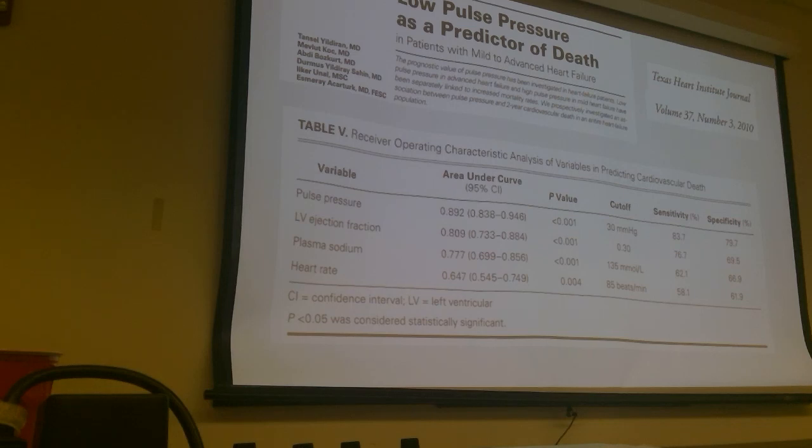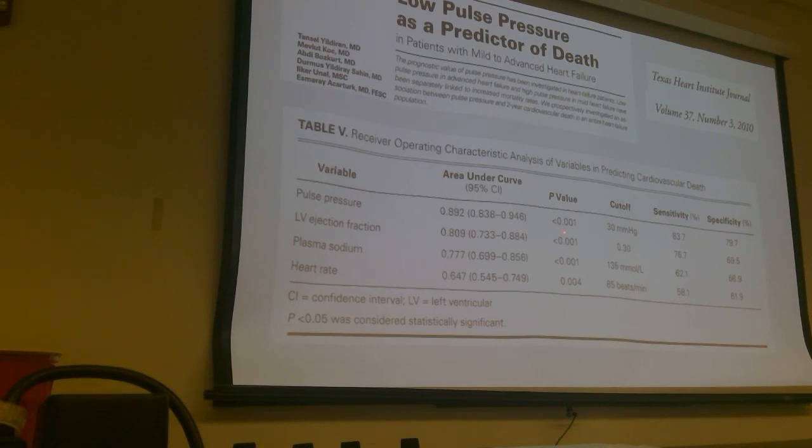All right, so pulse pressure can be a very useful feature. This is with patients that have heart failure, and basically what this study shows is that pulse pressure was a very good predictor for cardiovascular disease death. This is specifically in heart failure patients. Pulse pressure is not going to be a predictor of cardiovascular death in someone without heart failure. But it was a very good indicator.